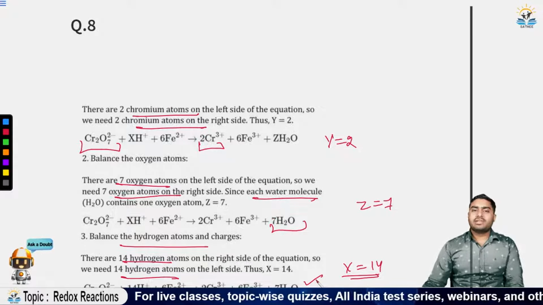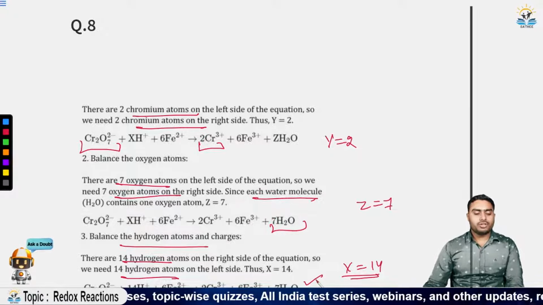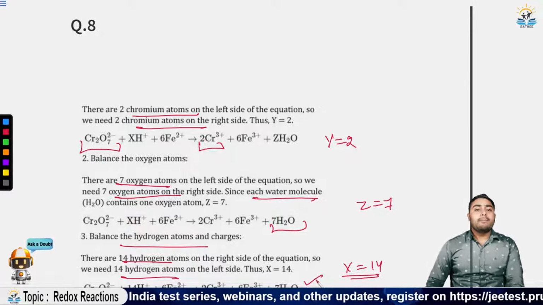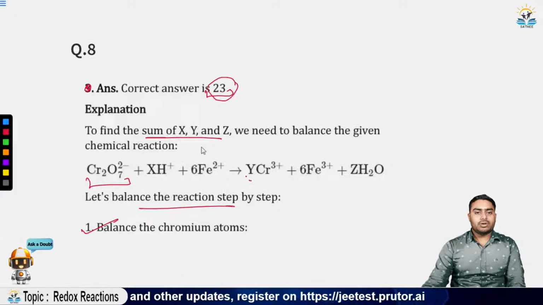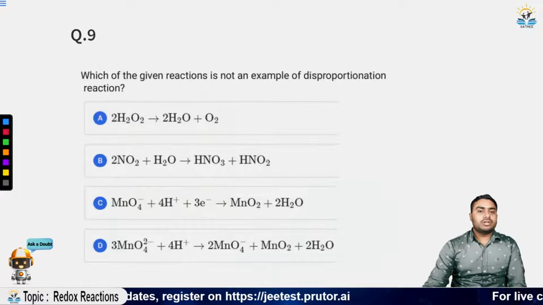So this is the balanced chemical equation: Cr2O7 2- plus 14H+ plus 6Fe2+ gives 2Cr3+ plus 6Fe3+ plus 7H2O. This is the balanced redox reaction and the answer will be 23. Let's go to question number 9.